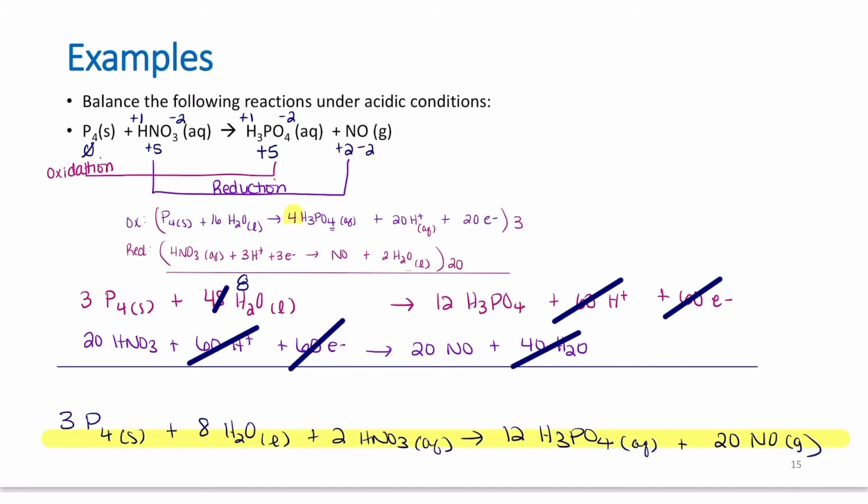So I split them up, I assigned oxidation numbers, I split up the reactions based on what was being oxidized and reduced. I balanced everything except hydrogens and oxygens. I balanced oxygen by adding water. I balanced hydrogen by adding protons. I balanced the charge. I equalized the electrons from both reactions. I added the two reactions together and cut out anything that was on both sides of the reaction. Let's work some more examples.